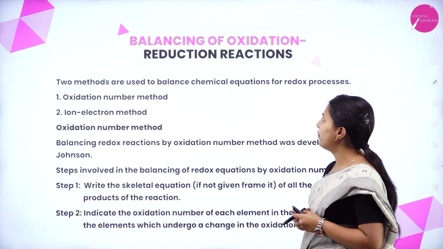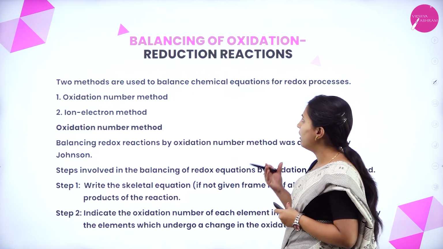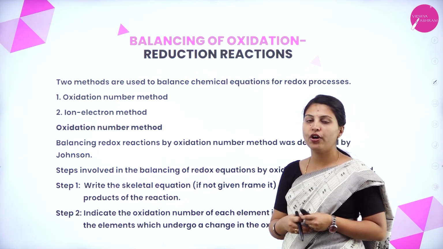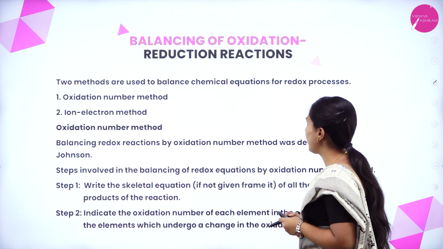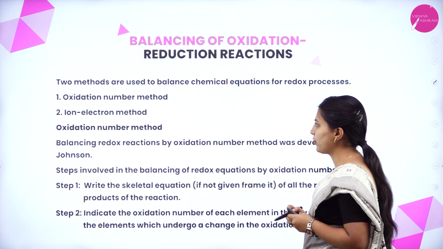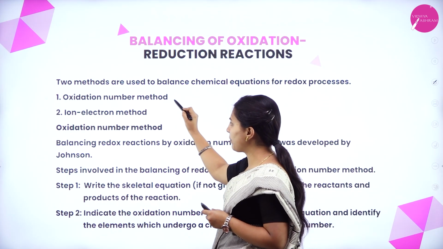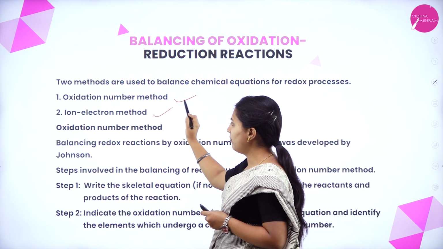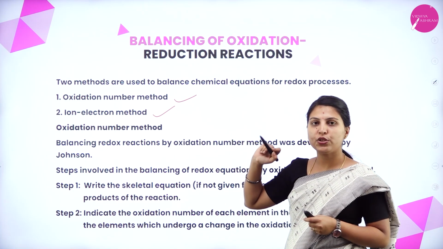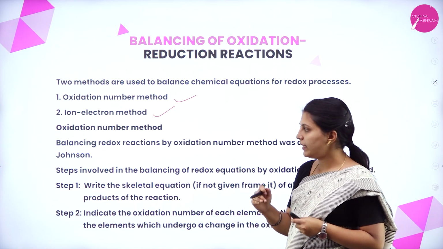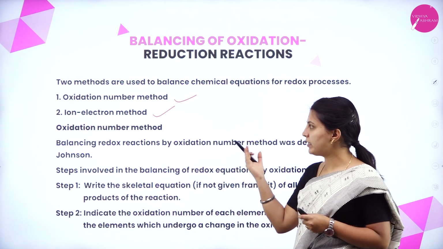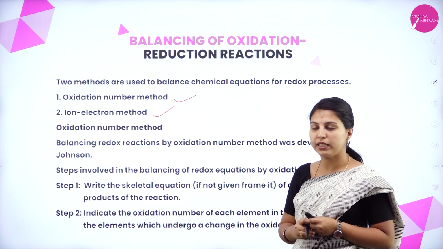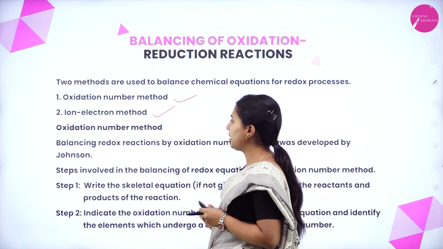Next, balancing of oxidation and reduction reactions, meaning balancing of redox reactions. Two methods are used to balance chemical equations for redox processes: the oxidation number method and the ion electron method. These are the two methods to balance the redox reaction. In this session, we'll discuss the oxidation number method. In the next session, we'll discuss the ion electron method. Now we'll discuss the oxidation number method.